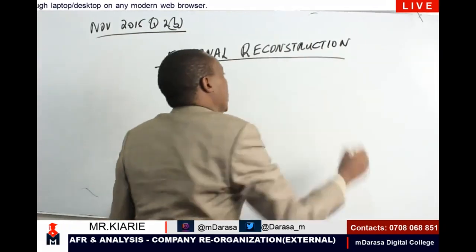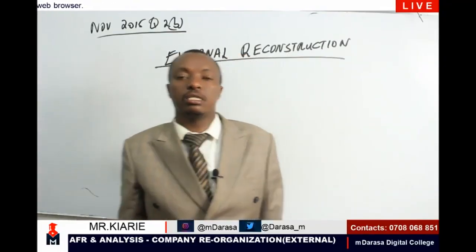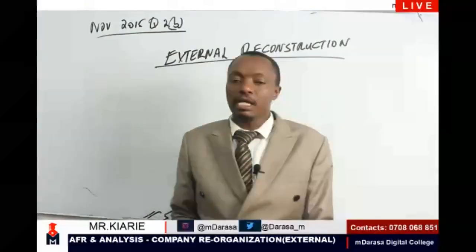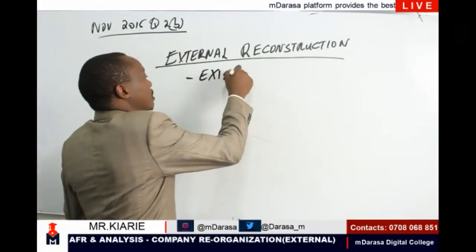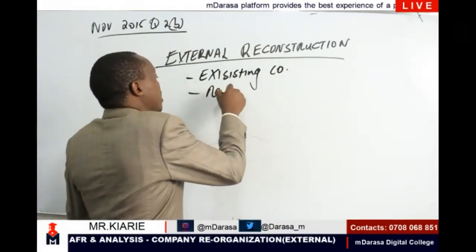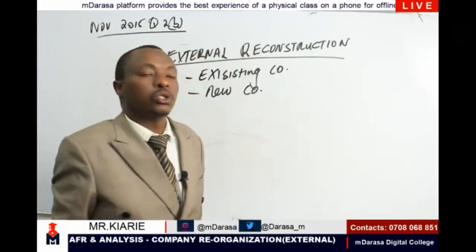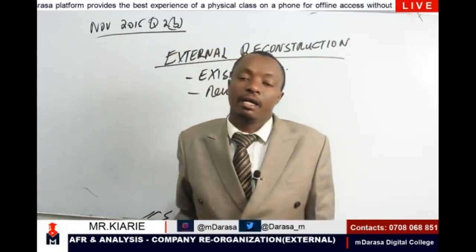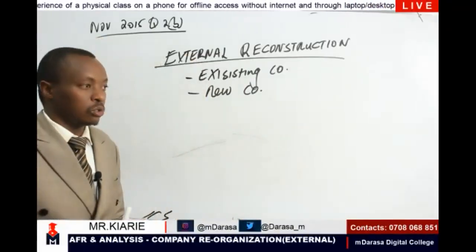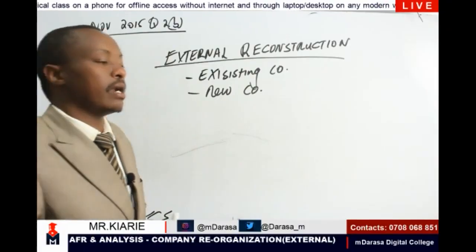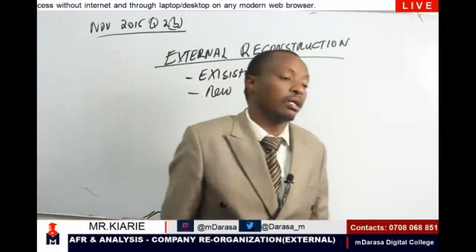So you write external reconstruction. You write below that: it arises when an existing company, or a new company is formed, to take over the business of the company under reconstruction. Full stop. Then you write below that.